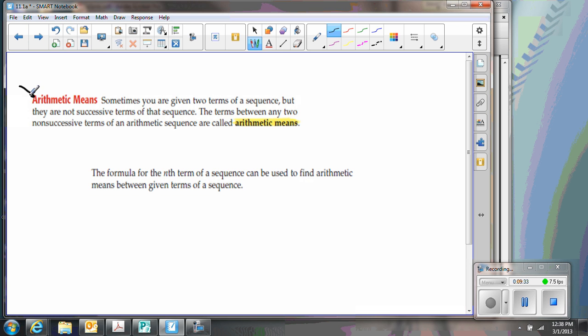Arithmetic means are what we're going to talk about next. Sometimes you're given two terms of a sequence, but they're not successive terms, meaning it's not one after the other. They're terms that are split, terms that are far apart. Well, the terms between any two non-successive terms of an arithmetic sequence are what we call the arithmetic means. The way you find the arithmetic means is by using the nth term of a sequence. Basically, use the equation that we just had to find out your common difference. Let's give it a try.